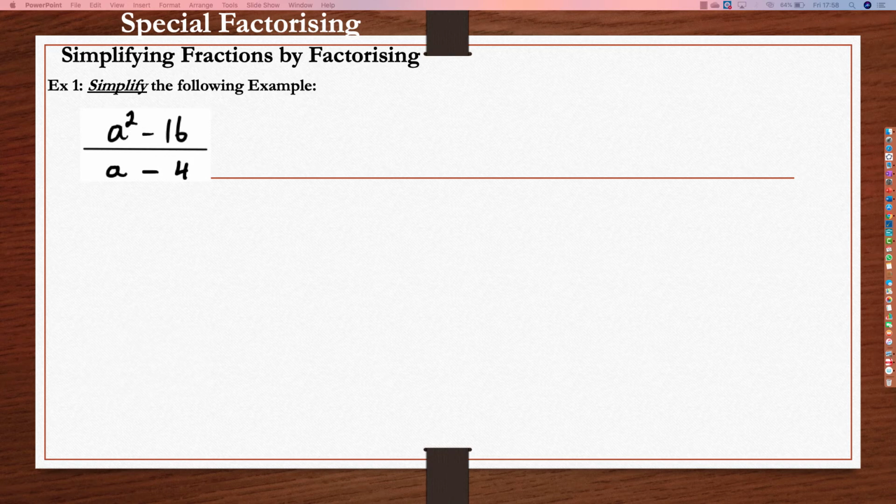Factorize, simplify the following by factorising. I'll let you have a whack and see if you can figure out what to do. So simplify the following by factorising.